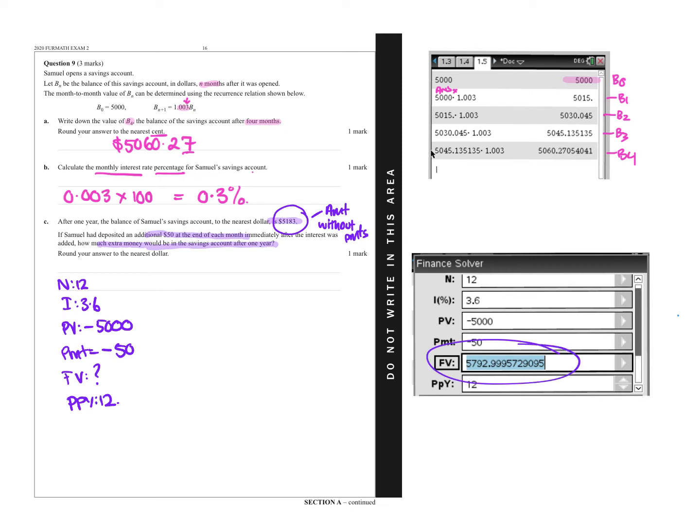So we've got 579. If you round that, it says to the nearest dollar, so this would be 5793. So how much extra? When he does it with the payments, he gets 5793, and without it, it was 5183. So if you minus that, you'll end up with 610. So there's your final answer.